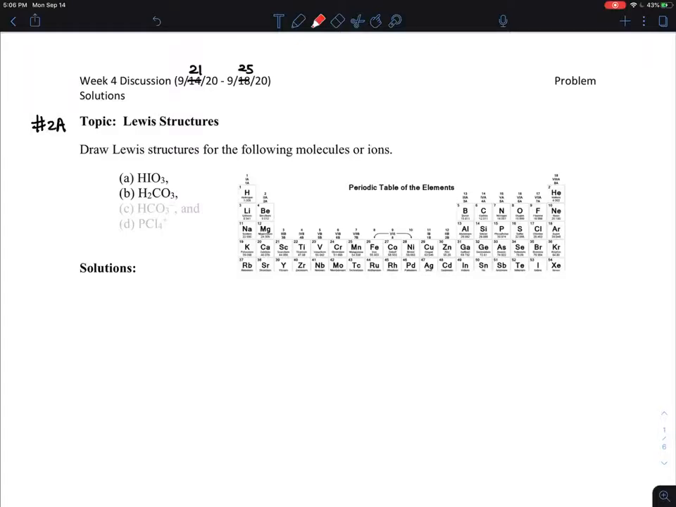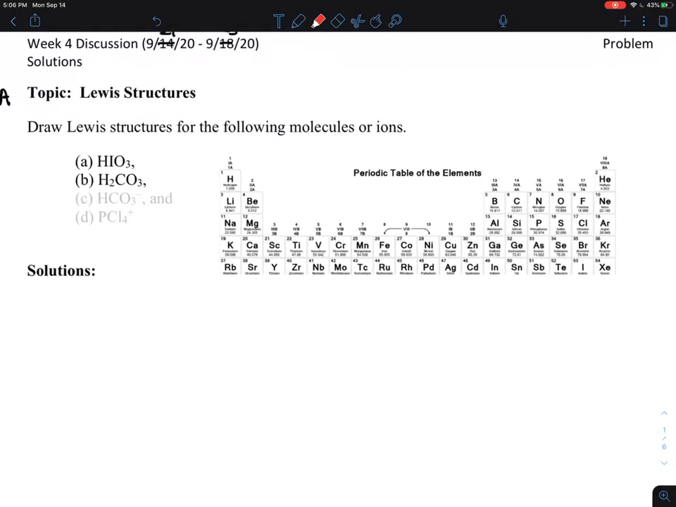Okay, so this is a problem about Lewis structures for the week 4 problem in RPI Chemistry 1. I am selecting the first two sets and trying to solve the Lewis problem. So the first problem is HIO3, and here I provide you with a periodic table.